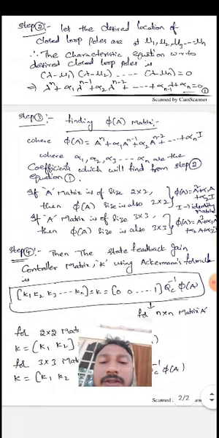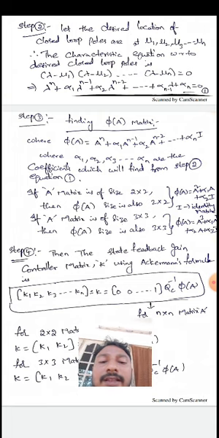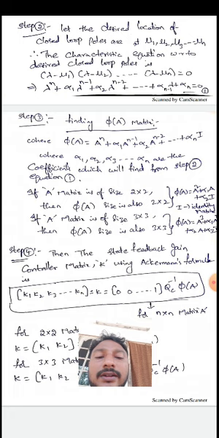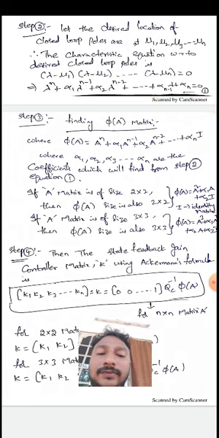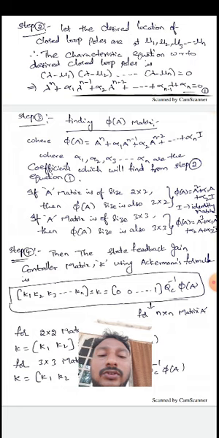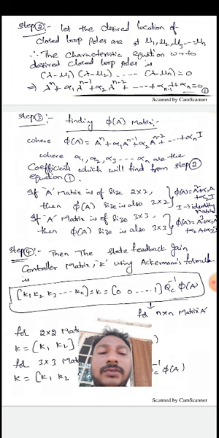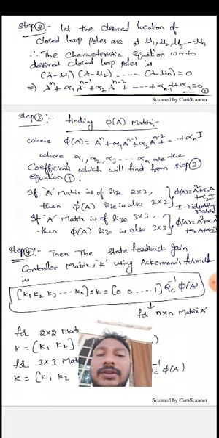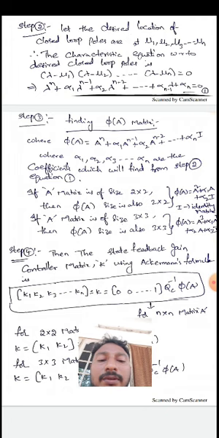Now the last step, that is step 4. This method is totally based upon Ackermann's formula. So what is Ackermann's formula? The gain control matrix we generally denote as K. K is equal to K1, K2, K3 and so on, Kn, for n variables. The formula is 0, 0, 0, 0 and so on, with the last variable value 1, into QC inverse, which we already found in step 1, and phi of A, which we found in step 3. So this is the formula for n by n.